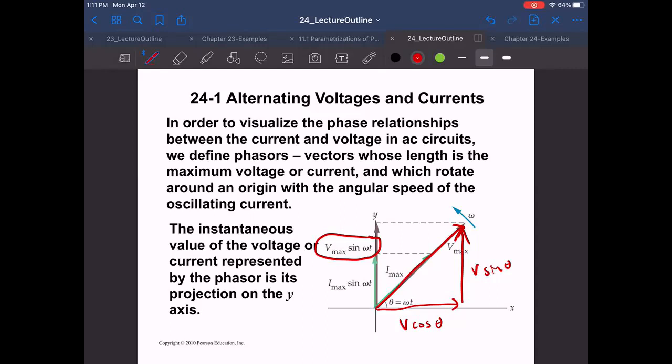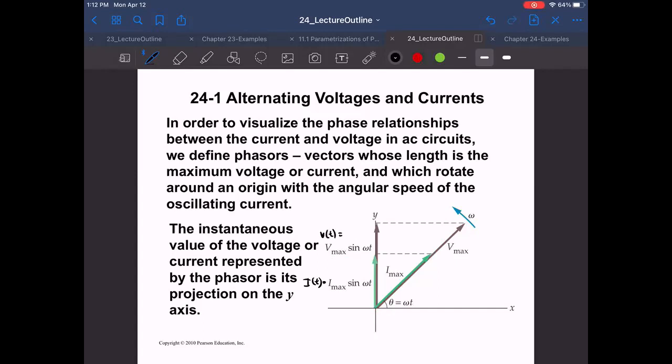So as it rotates, the amount that it's in the y direction varies according to the sine, and you get different amounts of it. The nice thing about this is you can see that the voltage and the current are in phase with each other. They're always going to stay lined up and rotate together. They'll have different lengths, but they're going to rotate together. And so this over here is I of t, and this is v of t.